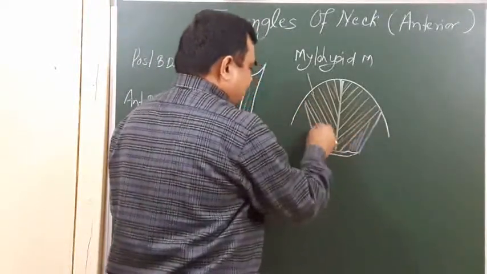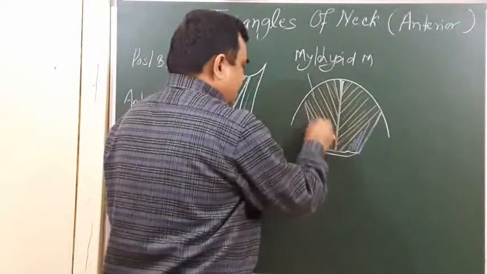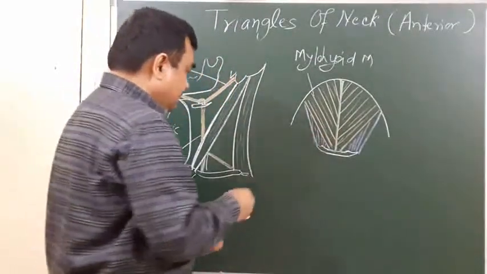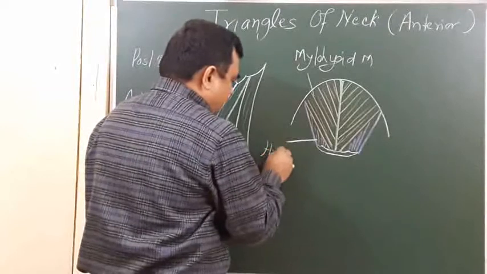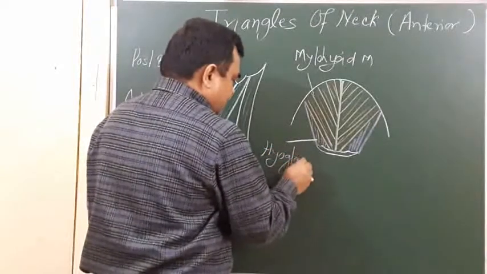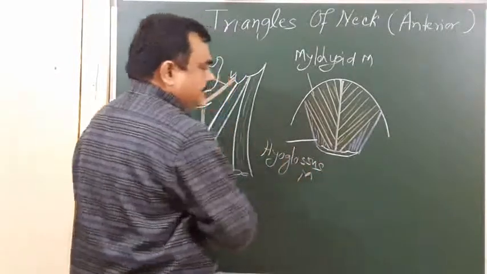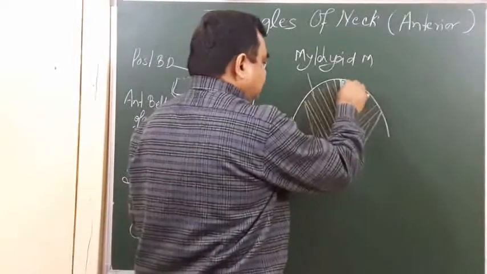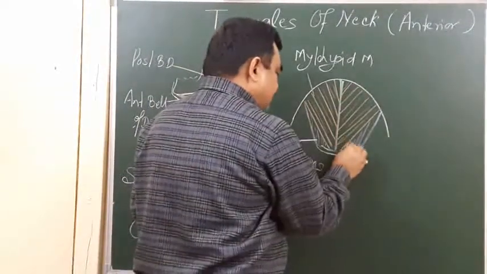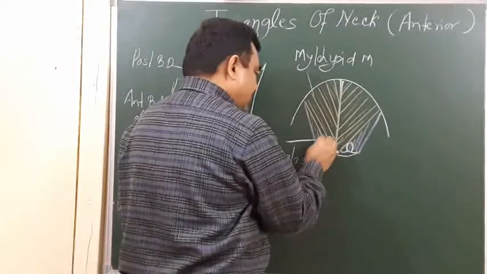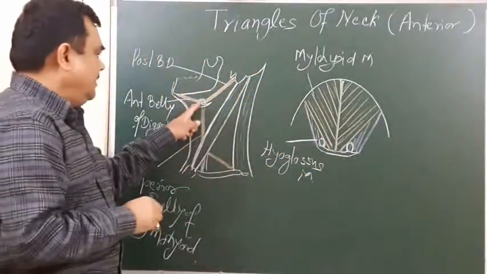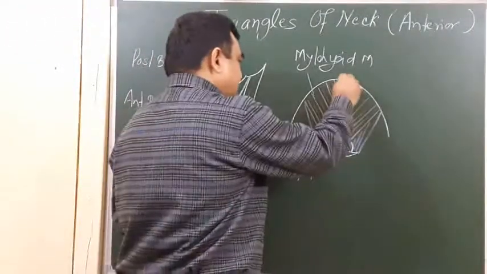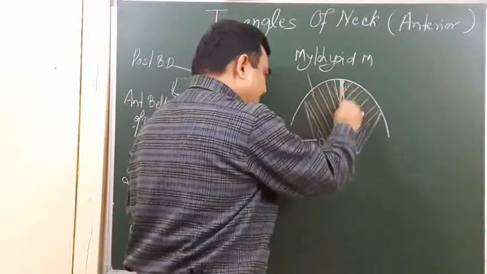This muscle is the hyoglossus muscle. Here is the position of, again, this fibrous pulley. And this is another muscle.